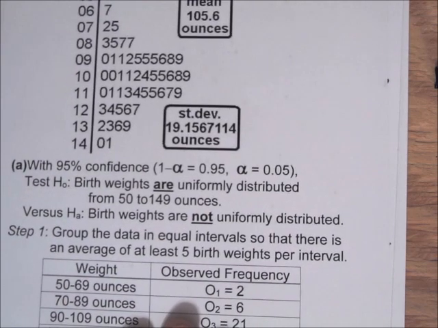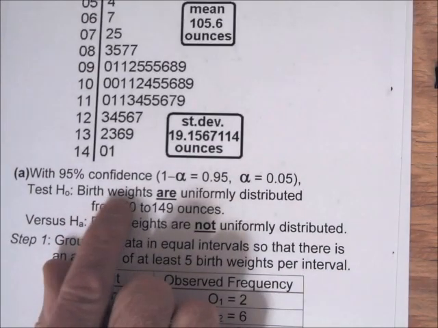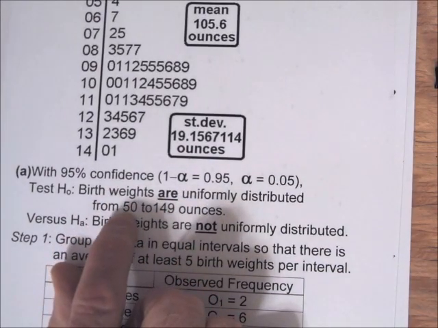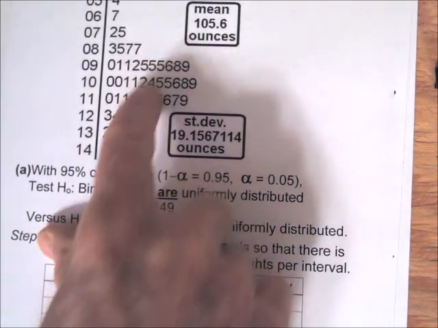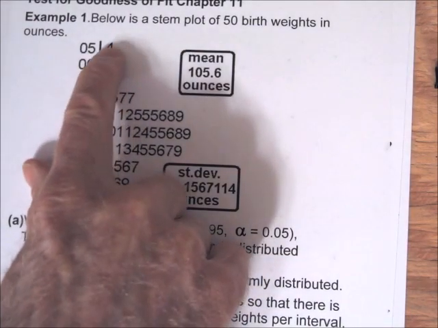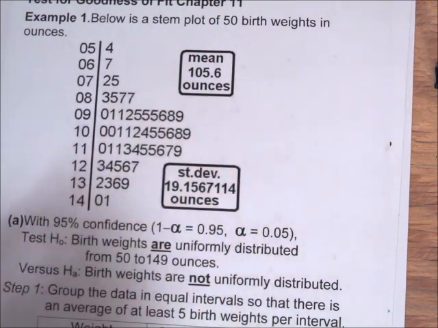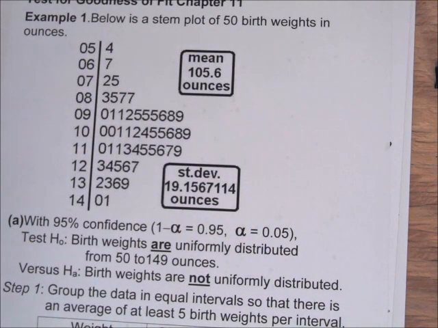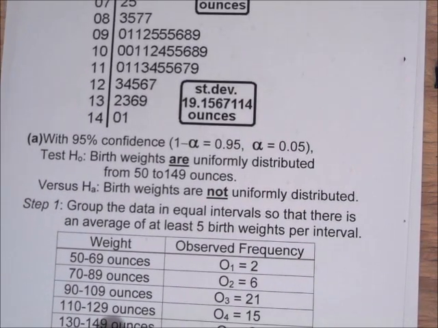So with 95% confidence, we want to test whether the birth weights are uniformly distributed on the interval from 50 to 149 ounces or not uniformly distributed. Now, they don't look like they're uniformly distributed. Uniformly distributed means there are approximately the same number of babies in each of these intervals, and it looks more like a bell curve. It doesn't look uniform. A little bit later, we'll test whether they're normally distributed, which would be bell-shaped data. But anyway, the first test we'll do is whether they're uniformly distributed.